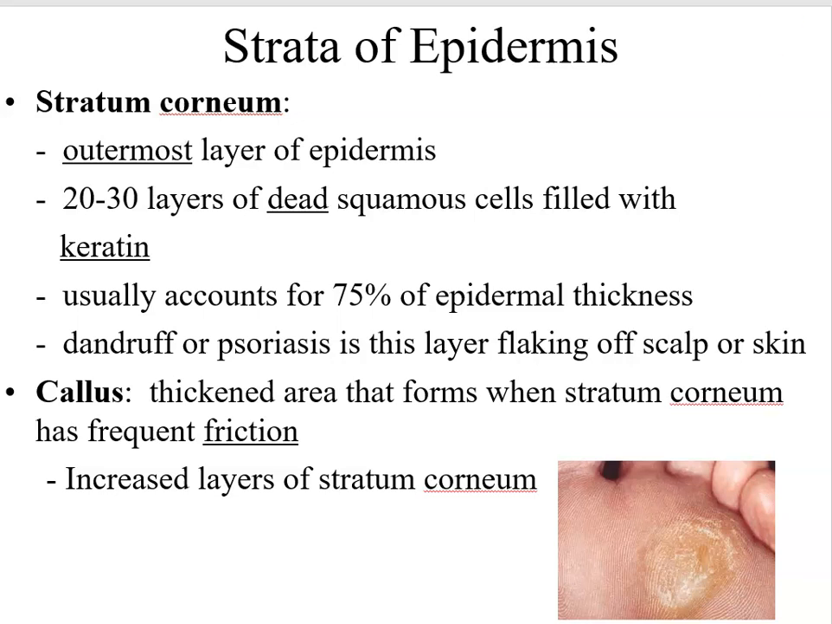In response to changes in our environment, the stratum corneum can get thicker. This is what happens when an area experiences more friction. The stratum corneum will thicken to protect against that friction. So we just get more layers here. A corn is the callus, same thing, except it's over a bony protrusion.